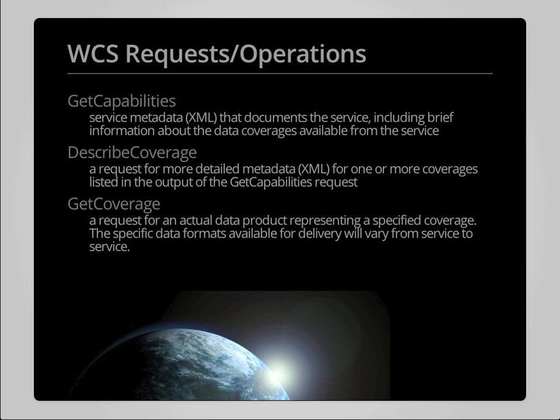So in contrast to web feature services, WCS actually has a very much simplified request-response model in terms of the operations that it supports, which are only three. The first, as with web map and web feature services, is the get capabilities request, which, like those other services, returns an XML document that provides the information about the service as a whole and also high-level metadata about the coverages that are available through that service.